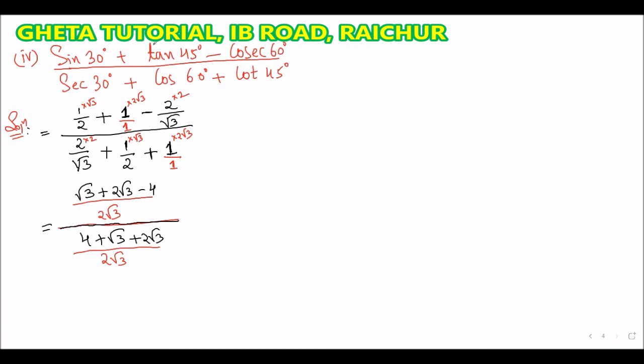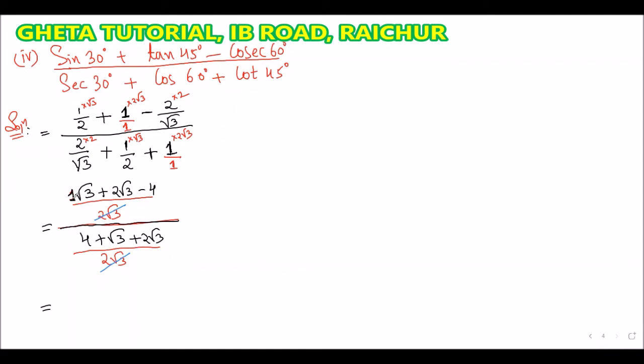And one more thing you should do here: the denominators get cancelled. Here 2 root 3 and 2 root 3 get cancelled. So what is remaining now? Remaining here is 1 root 3. Nothing is given here, so you have to consider it as 1 root 3. So 1 root 3 plus 2 root 3. What is the value of 1 root 3 plus 2 root 3?